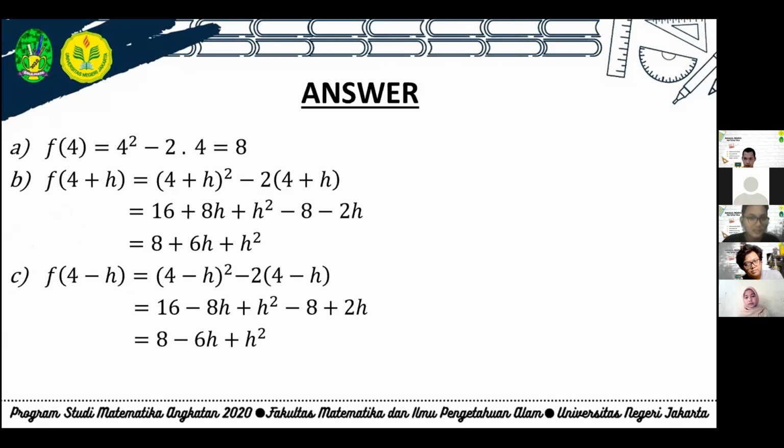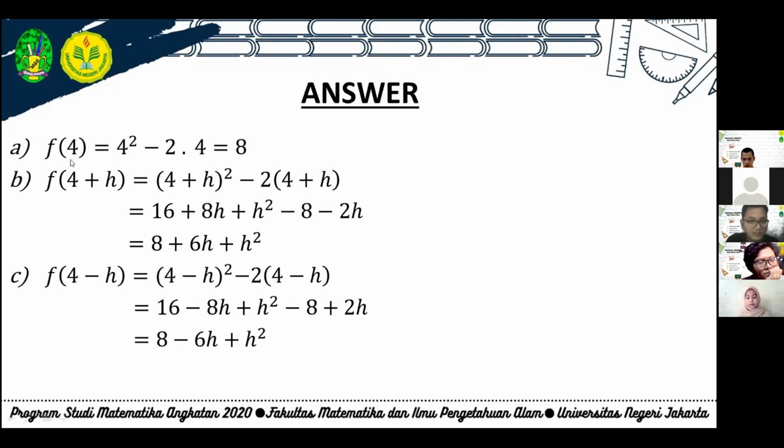We can substitute 4 for x. So f(4) is equal to 4 cubed subtracted by 2 multiplied by 4, which equals 56. Okay, you can see the answer.